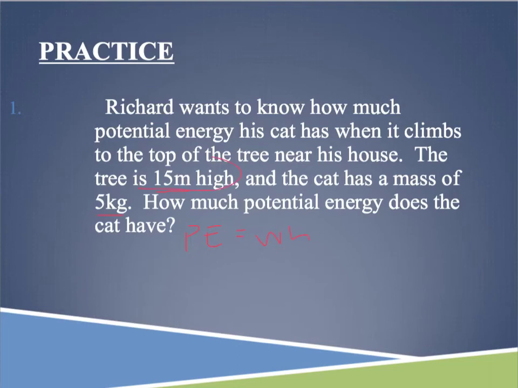We're given height, which is 15 meters, but it tells us mass is 5 kilograms. We can't plug in mass for weight. Those are not the same thing. So we need to go over here and figure out the weight first before we can plug that number in. So I've got my weight equal to the mass times gravity. My mass is 5 and my gravity is 9.8 because that cat is going to be falling towards Earth.